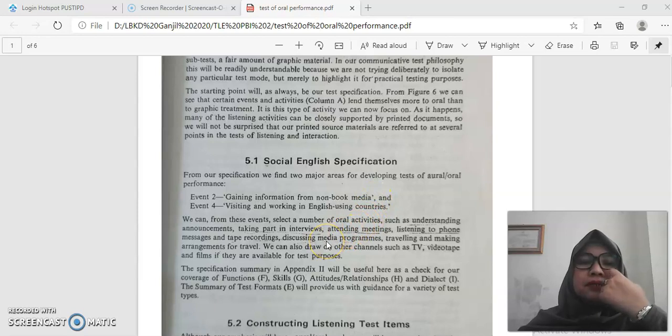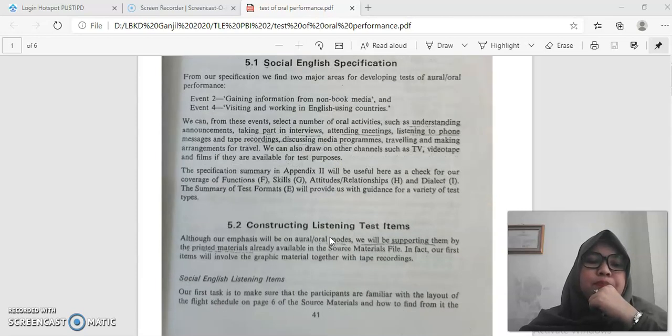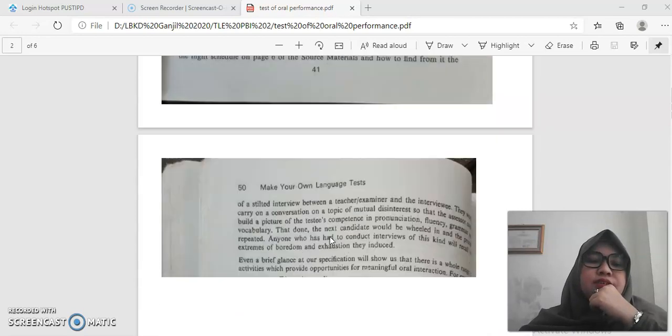There are two kinds of events that can be used to test students' oral performance. First is gaining information from non-book media, and the second is visiting and working in English-using countries. Actually, these two are kinds of topics we could give to our students.